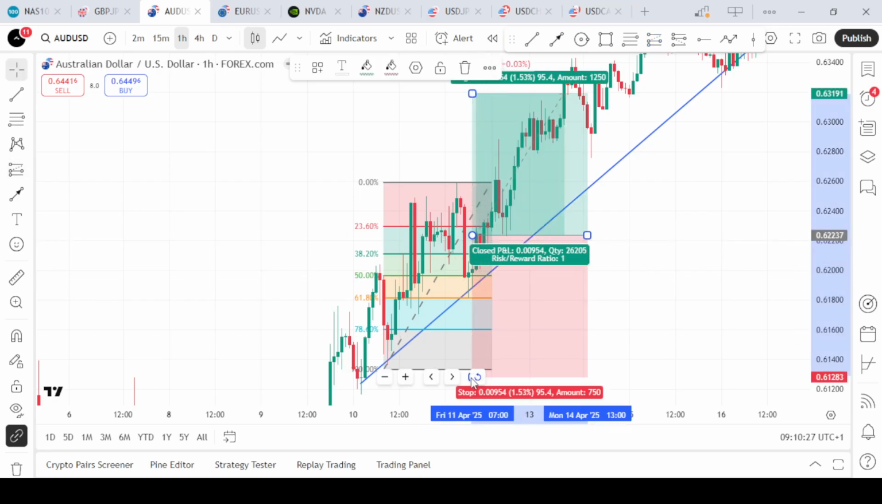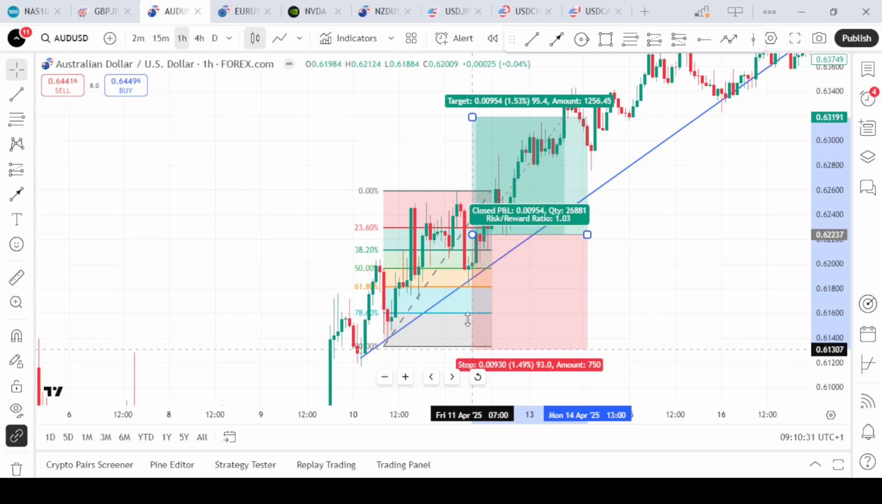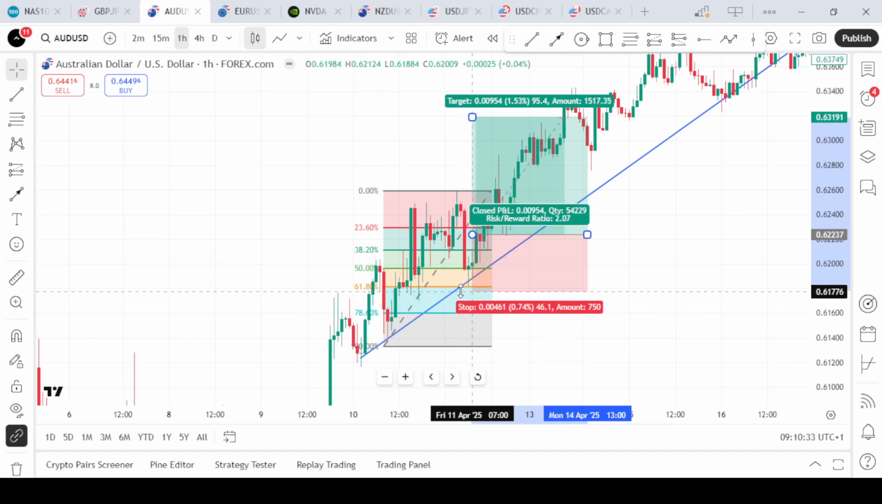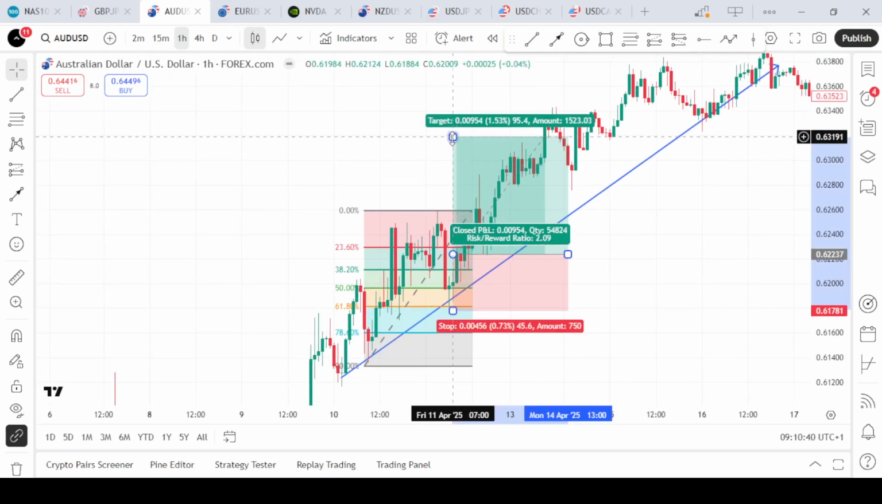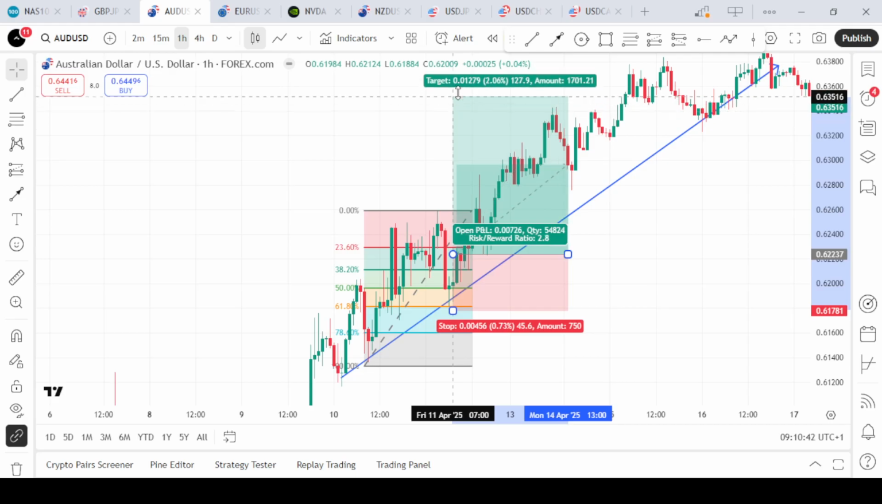You place your stop loss just below the most recent swing low. In terms of a bullish trade, just below the most recent swing low or higher low. You aim for your 1:2 or 1:3, as the case may be.